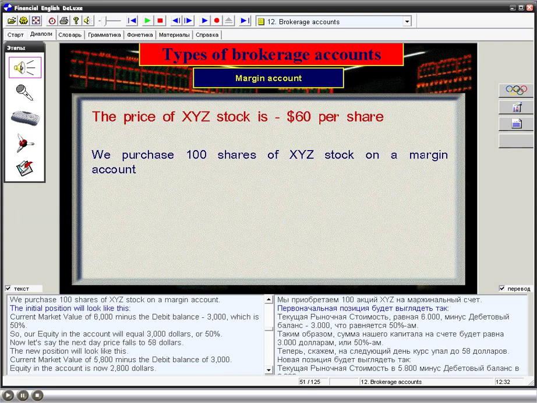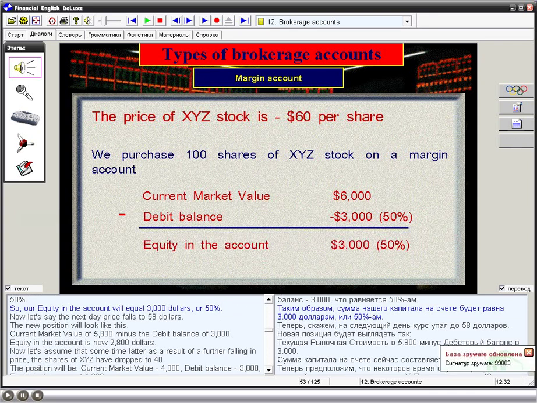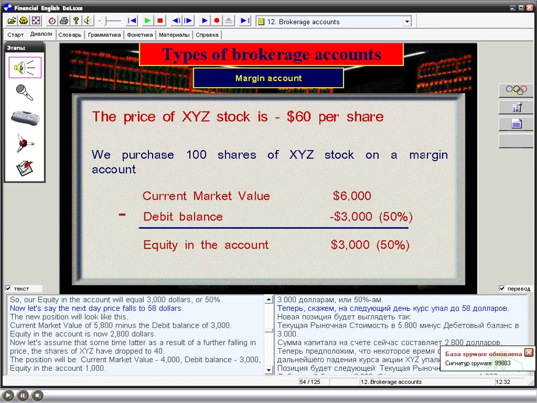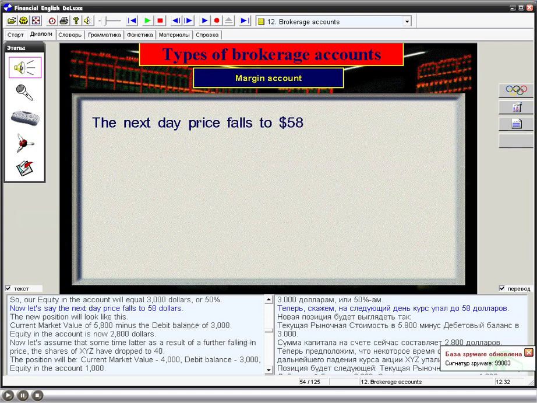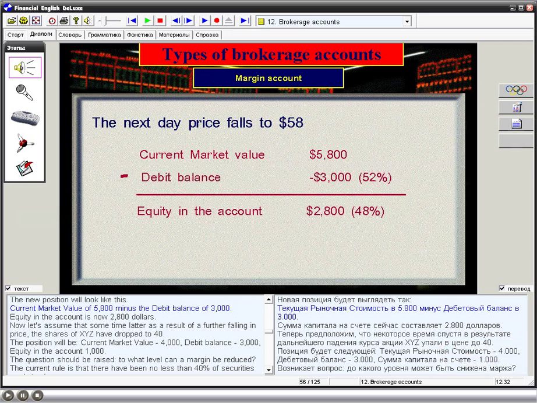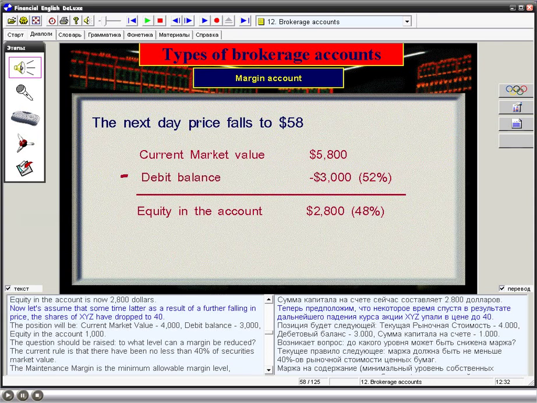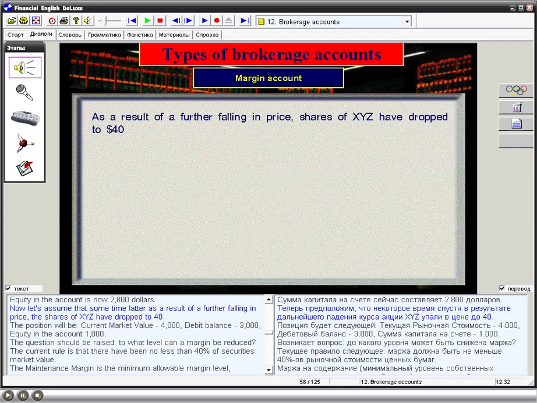Now let's say the next day the price falls to $58. The new position will look like this. Current market value of $5,800 minus the debit balance of $3,000. Equity in the account is now $2,800. Now let's assume that sometime later, as a result of a further falling in price, the shares of XYZ have dropped to $40. The position will be current market value $4,000, debit balance $3,000, equity in the account $1,000. The question should be raised: to what level can the margin be reduced?